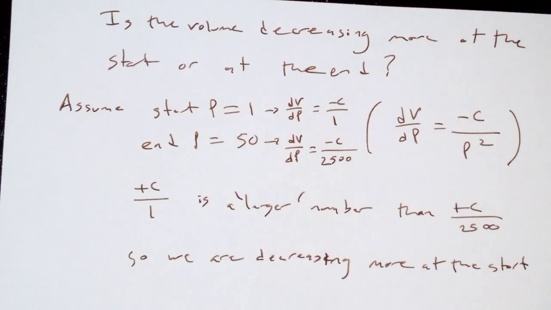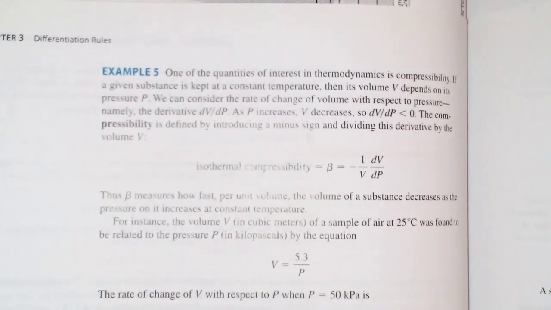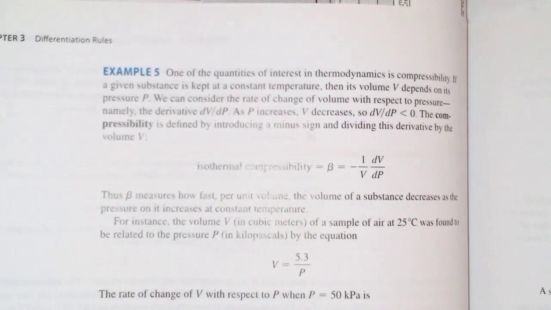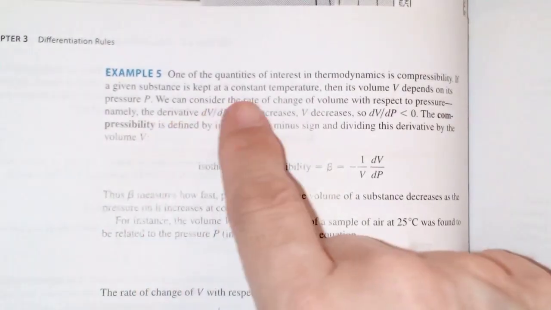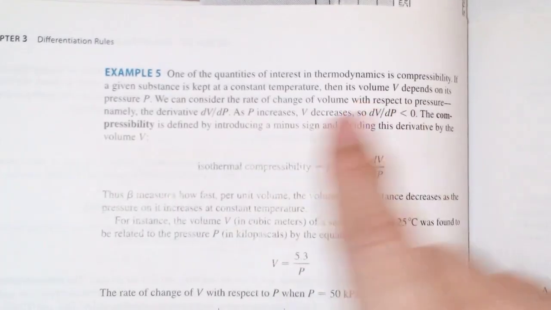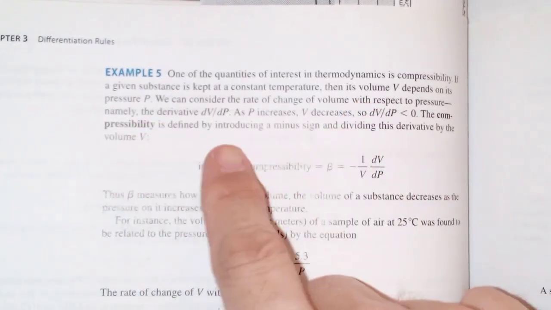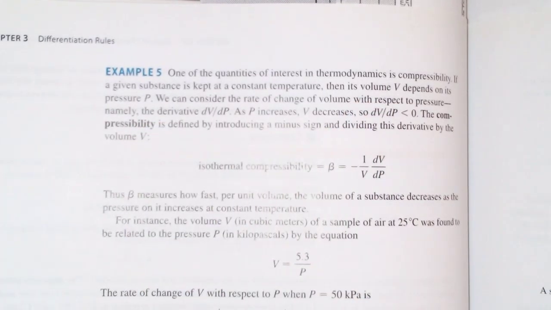Prove that isothermal compressivity, I beg your pardon? See example 5, is given by beta equals 1 over P. So now I go back and I look at example 5. And example 5 says one of the quantities of interest in thermodynamics is compressibility. How much can you compress stuff? If a given substance is kept at constant temperature, then its volume depends on the pressure. Well, that's exactly what we were just talking about with this rule.